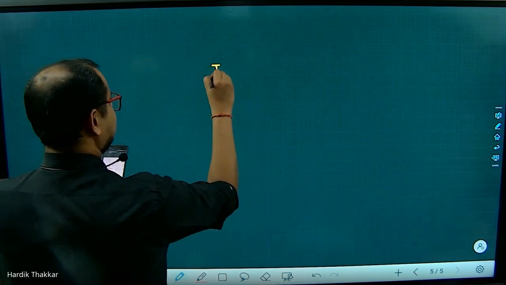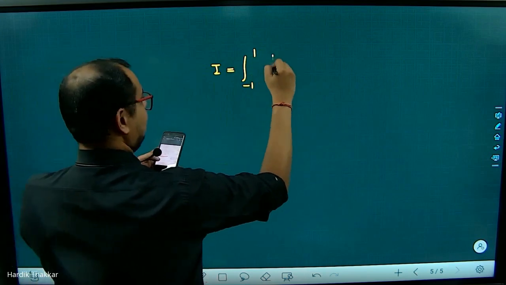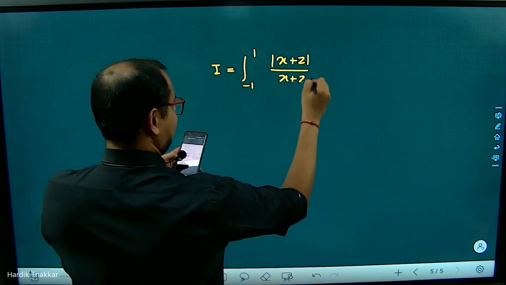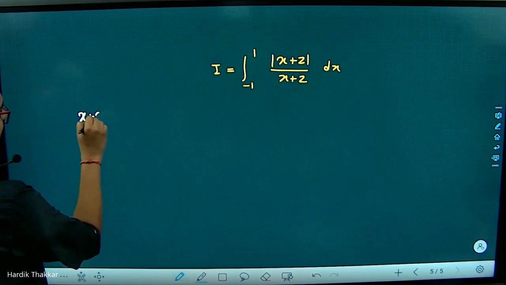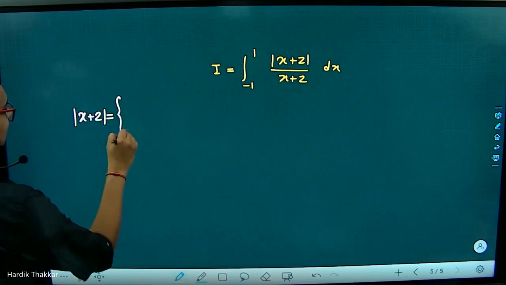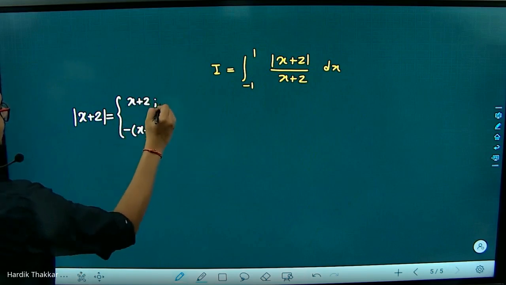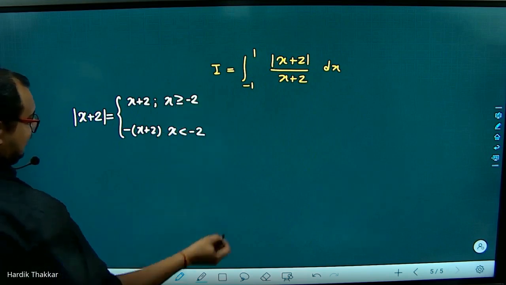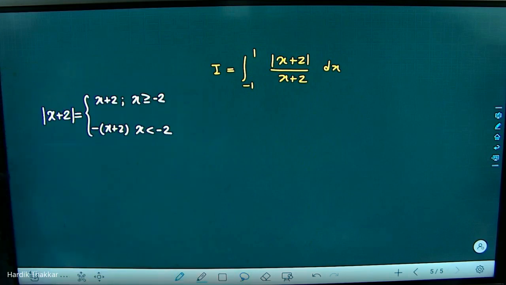Here it is I is equals to integral minus 1 to 1 mod x plus 2 upon x plus 2 dx, correct? So first we have to decide this modulus function, mod x plus 2. It is either x plus 2 simply or minus of x plus 2. The condition is when x is greater than or equal to minus 2 and x is less than minus 2, correct? You are able to write like this for modulus function. Yes, sir. Now just check the condition.